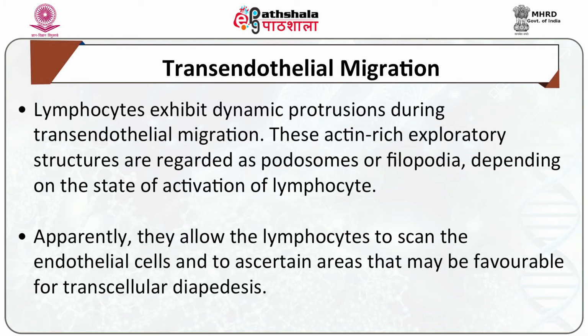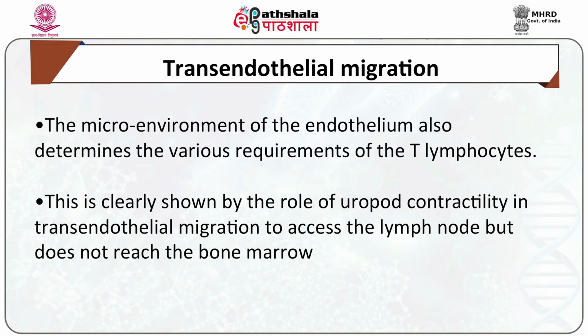Lymphocytes exhibit dynamic protrusions during the transendothelial migration. These actin-rich exploratory structures are regarded as podosomes or filopodia, depending on the state of activation of the lymphocyte. Apparently, they allow the lymphocytes to scan the endothelial cells and to ascertain areas that may be favorable for transcellular diapedesis. The microenvironment of the endothelium also determines the various requirements of the T lymphocytes. This is clearly evident by the role of uropod contractility in transendothelial migration to access the lymph nodes, but not the bone marrow.